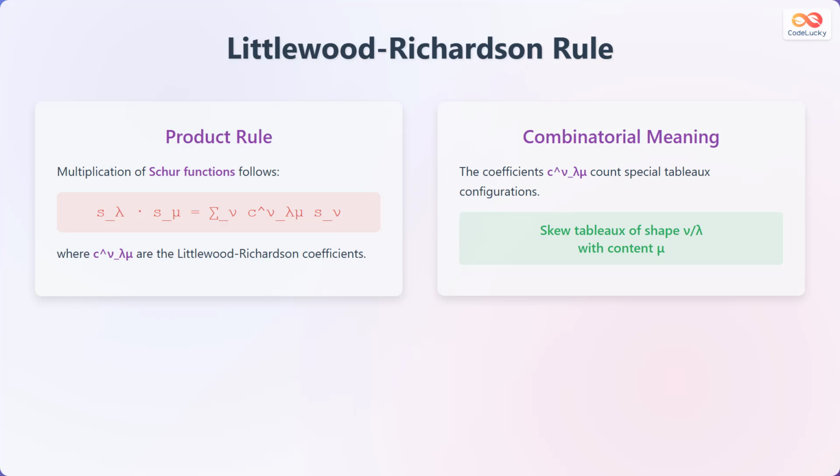Multiplication of Schur functions follows this rule. S sub lambda times S sub mu equals the sum over nu of c raised to the power nu sub lambda mu times S sub nu, where c raised to the power nu sub lambda mu are the Littlewood-Richardson coefficients. Combinatorially, the coefficient c raised to the power nu sub lambda mu counts special tableaus configurations. These are skew tableaus of shape nu over lambda with content mu.